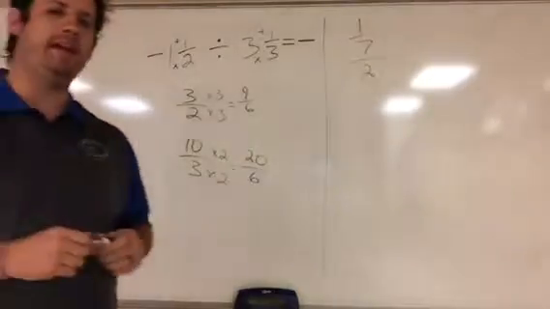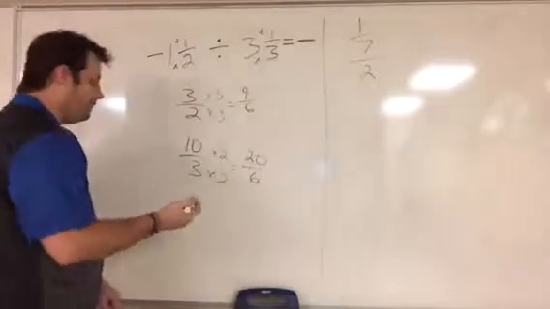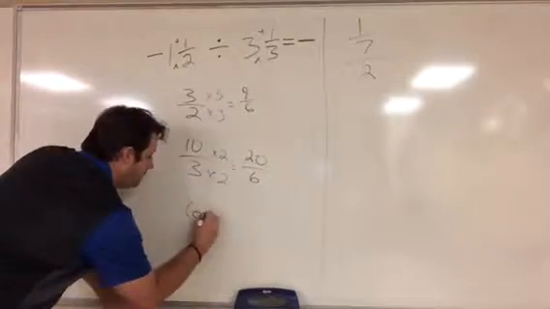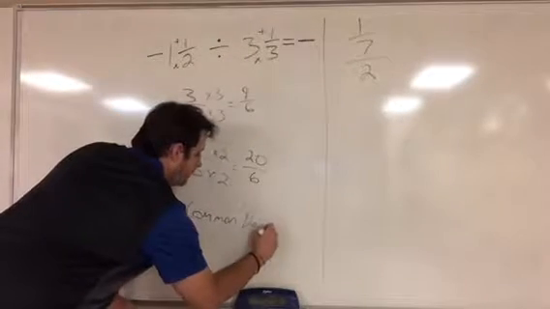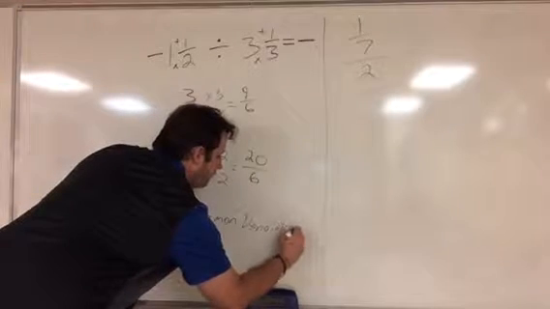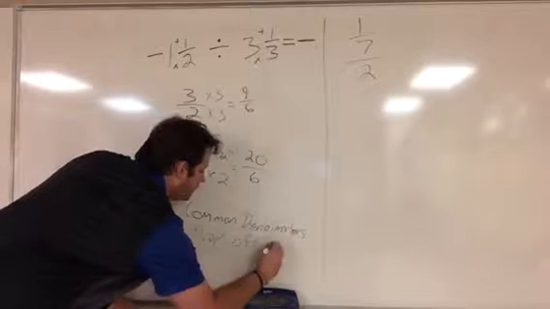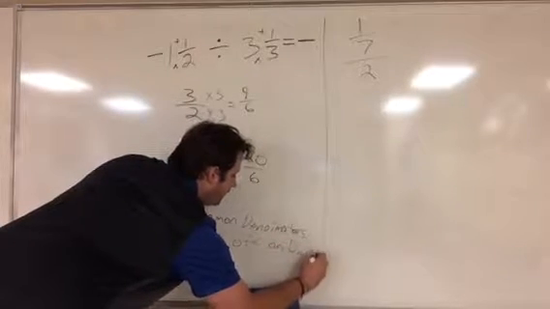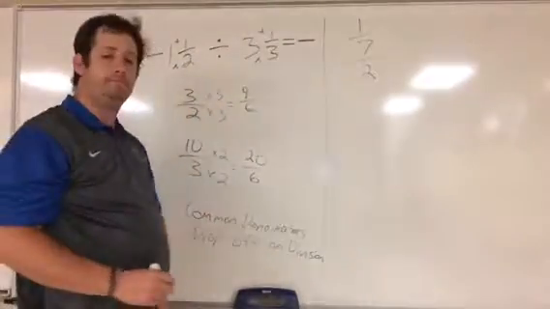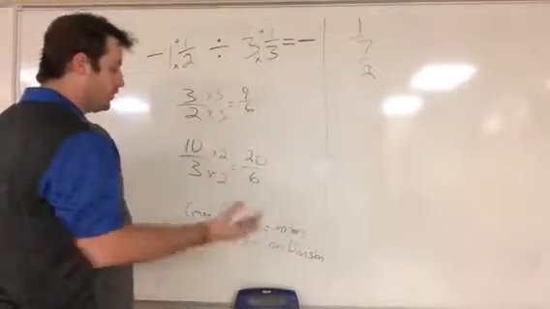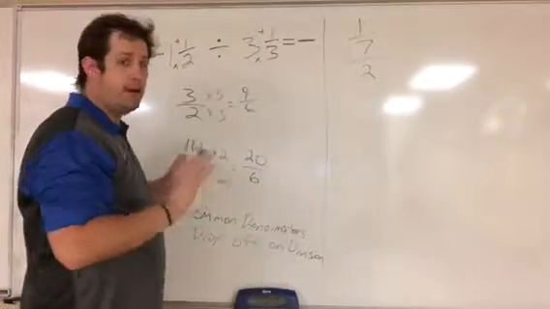Now that I have a common denominator, there's a phrase that we need to write down, and that phrase is common denominators drop off on division. Common denominators drop off on division. So because of that, this 6 and this 6, they're gone now. I don't need them anymore.